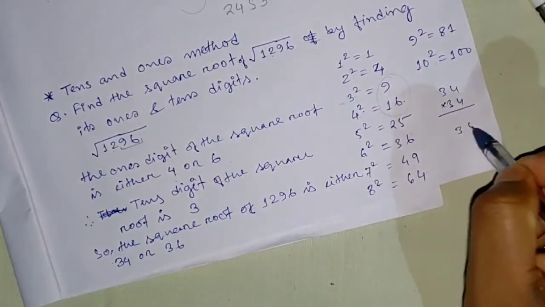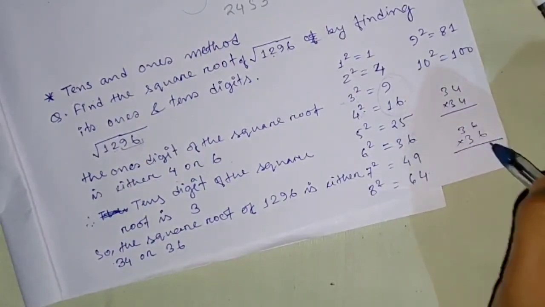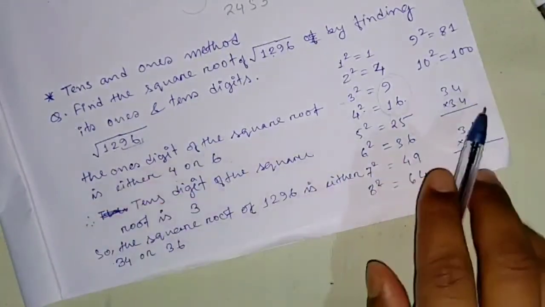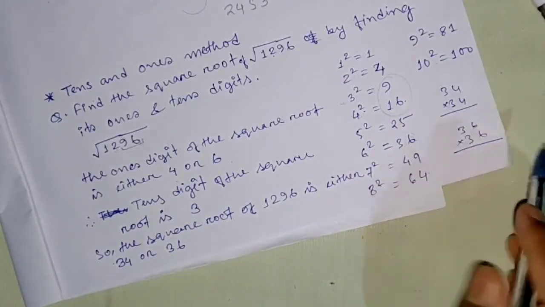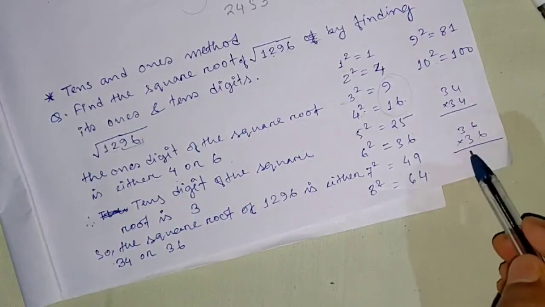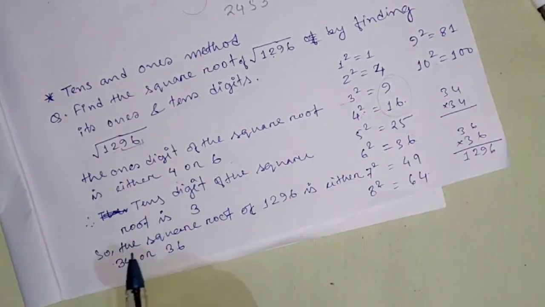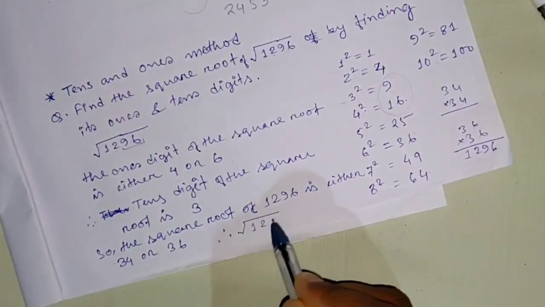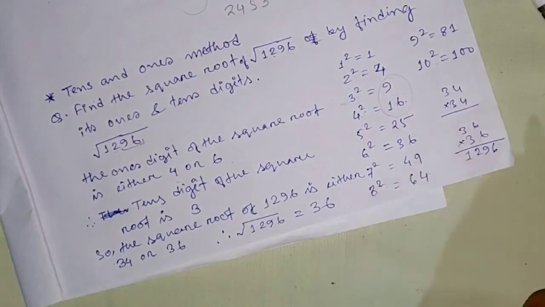सो 34 इंटू 34 कितना होगा, 36 इंटू 36 कितना होगा, जो भी आंसर इससे मैच होगा वही होगा हमारा स्क्वायर रूट, and we know that the square of 36, 36 into 36 is 1296, therefore the square root of 1296 is equal to 36. So this is your answer.